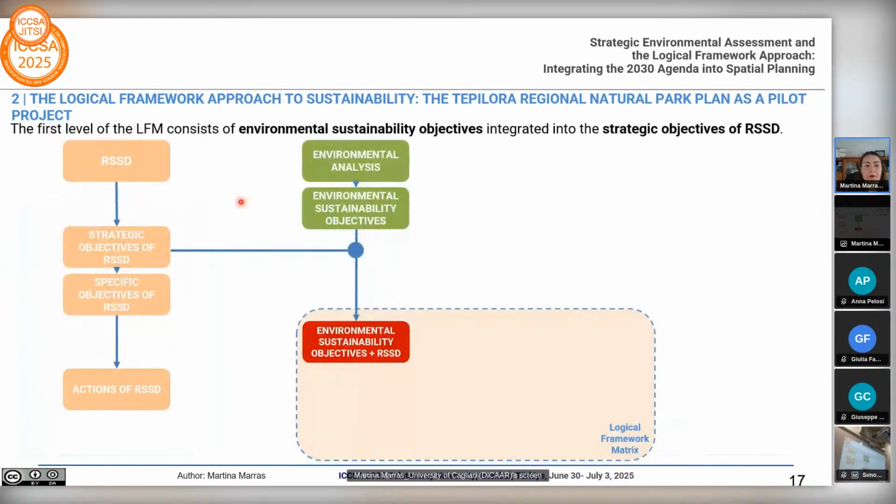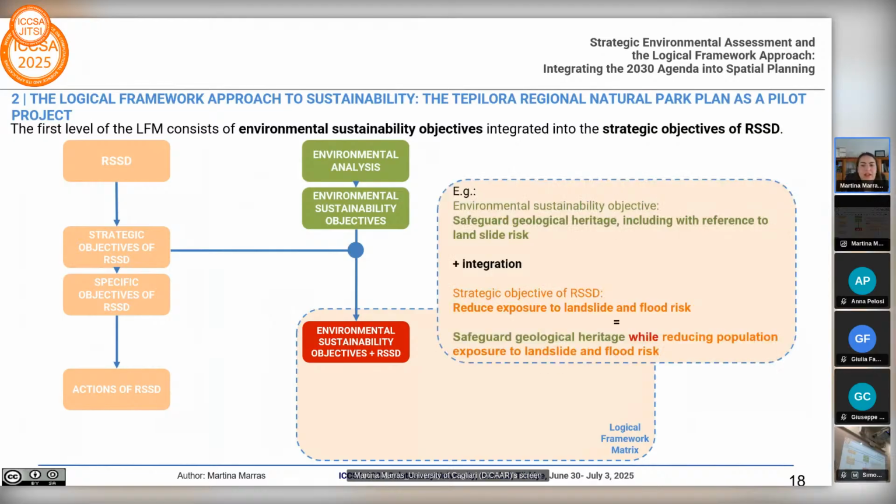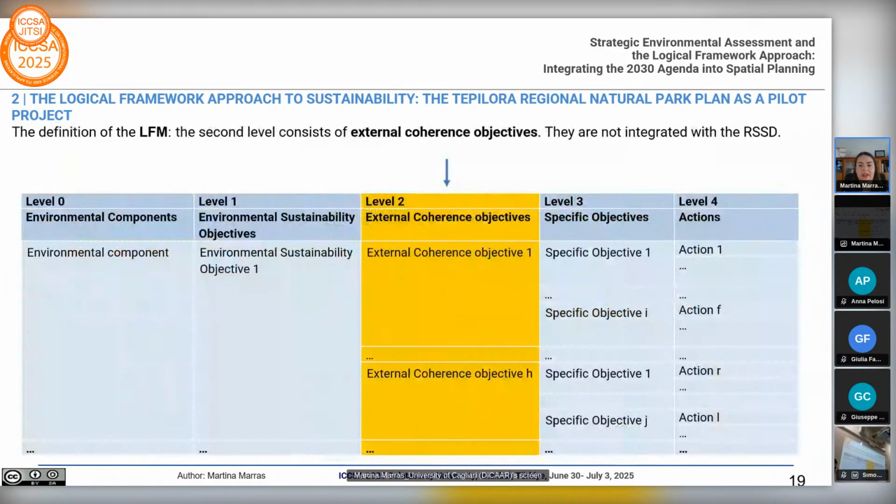These are derived from the integration of the sustainability objectives identified through the environmental analysis and those of the RSSD considered relevant to spatial planning and the specific context. For example, the objective safeguard geological heritage, including with reference to landslide risk, is linked to the objective reduce exposure to landslide and flood risk, resulting in the integrated objective safeguard geological heritage while reducing population exposure to landslide and flood risk.